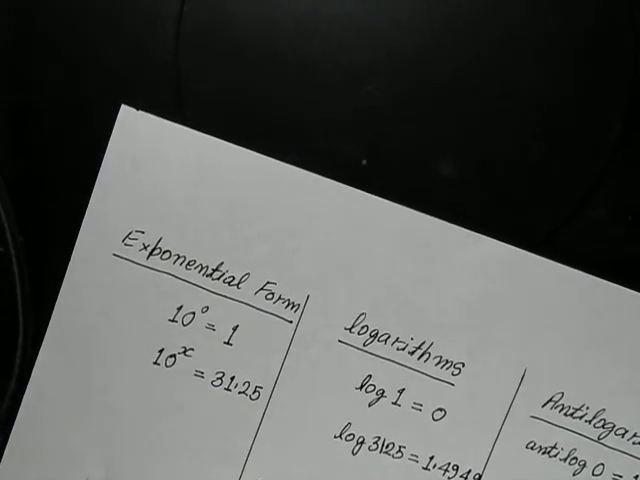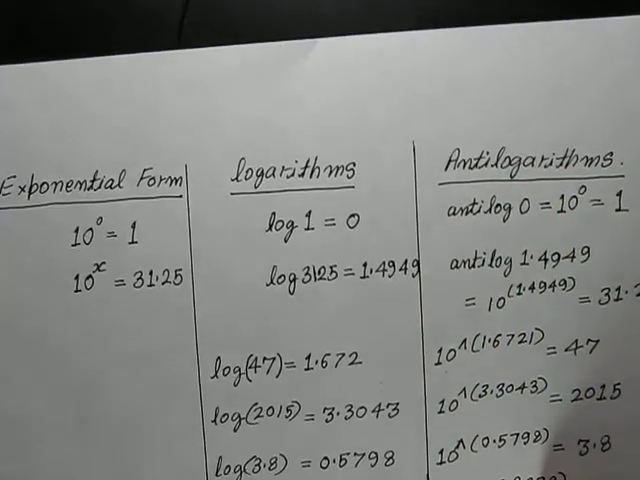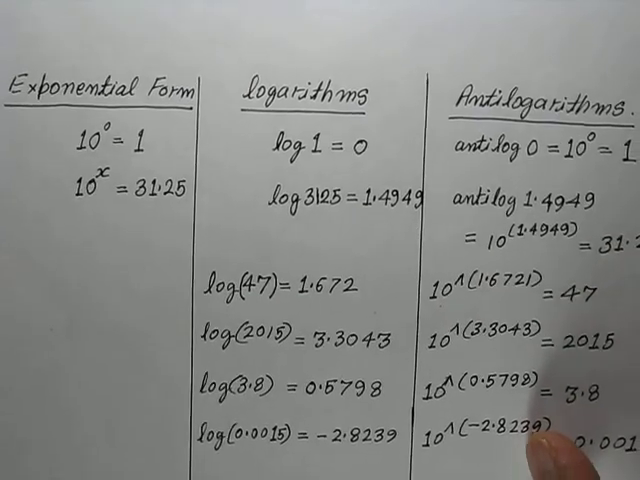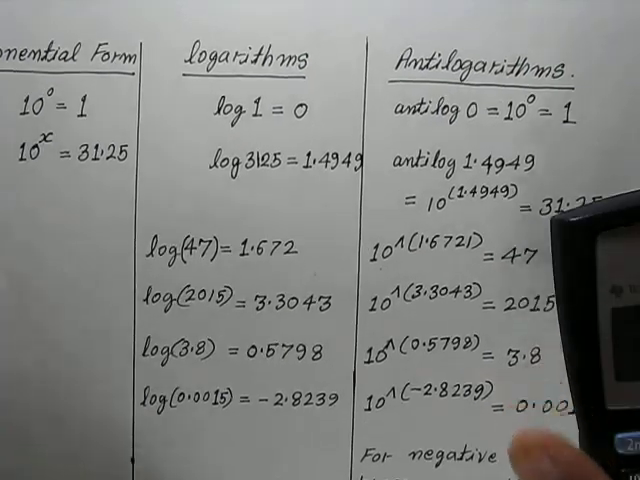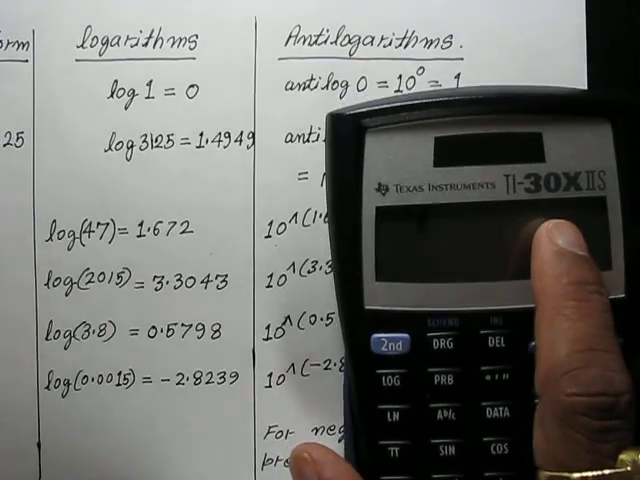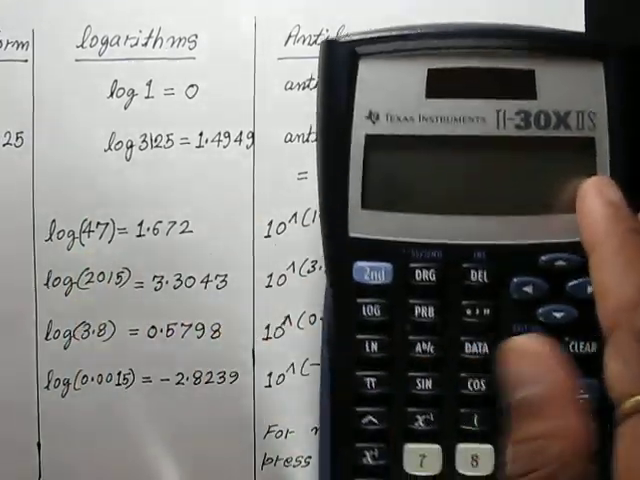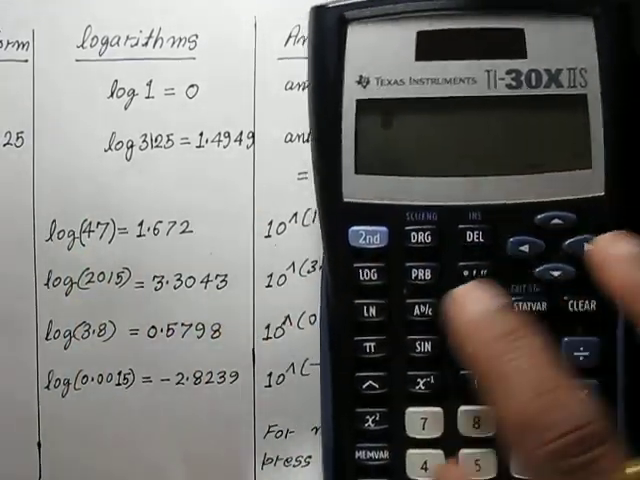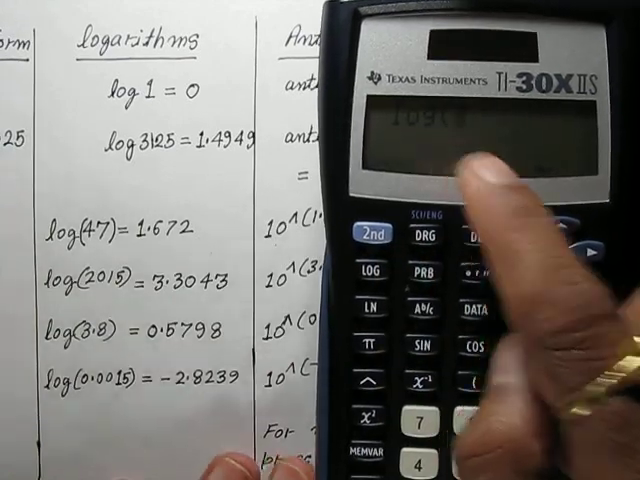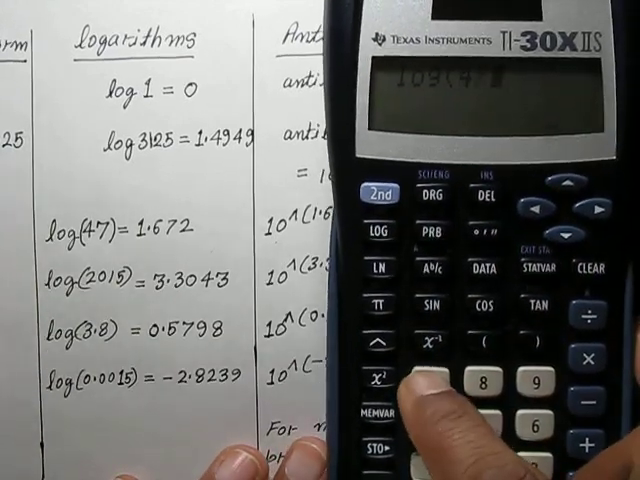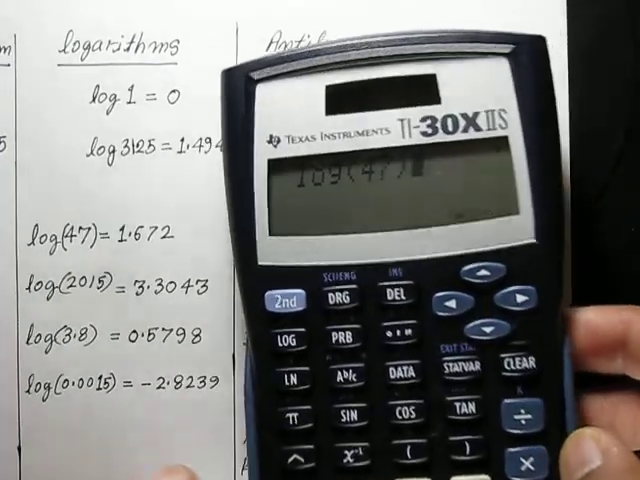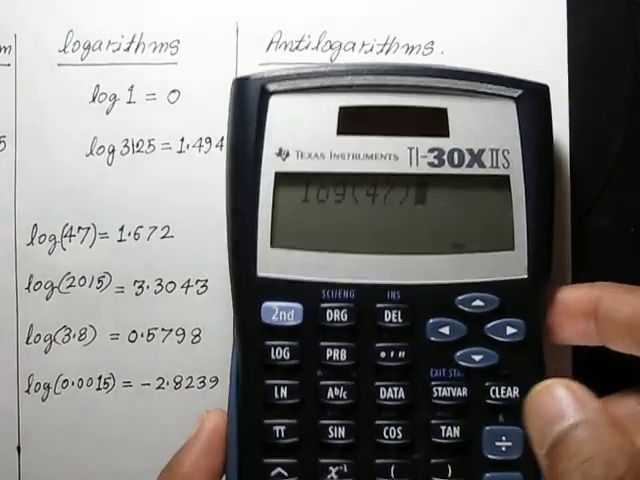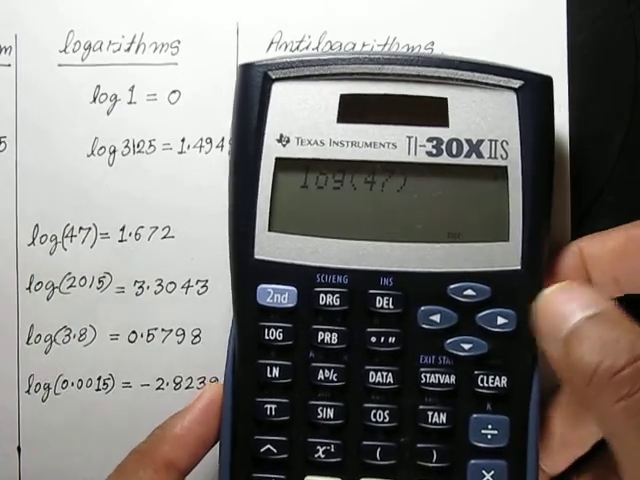So this was the example of log and anti-log. Let's do some more examples in the calculator, how we type log and anti-log in the calculator. Suppose you have to take log of 47. So log, it will always come with a parenthesis, type 47, parenthesis close. Every calculator has different functions.